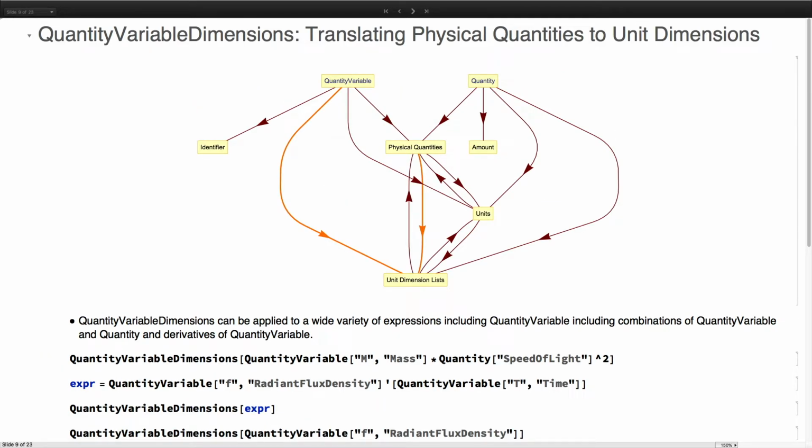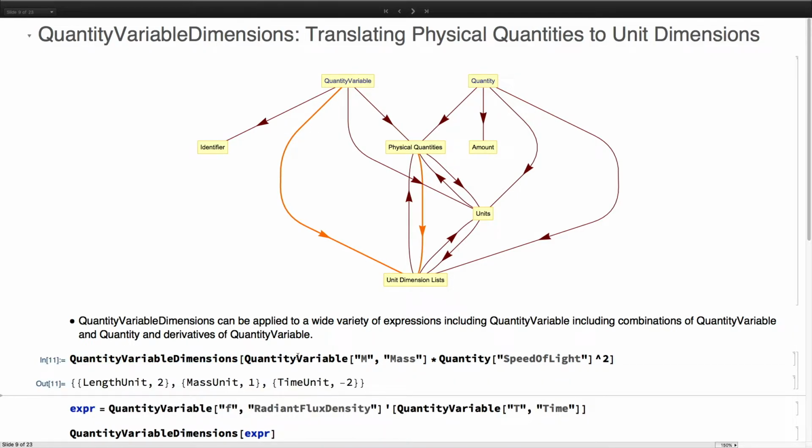And we can do the same thing for physical quantities, but the function in this case has a little bit more power than UnitDimensions. UnitDimensions works on quantities and units. QuantityVariableDimensions works on quantity variables, but also on expressions that include quantity variables. So if we wanted to find the quantity variable dimensions of mass times the quantity speed of light squared, we can do that. Again, we have energy there.